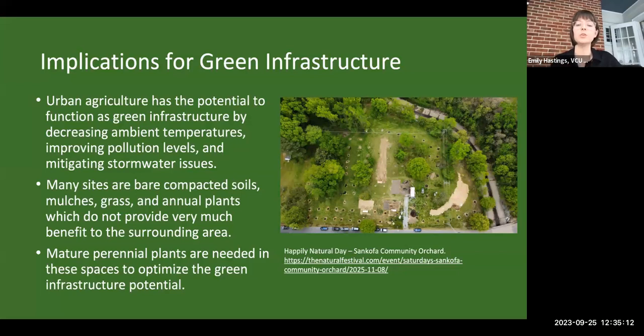And so really thinking very proactively about this, mature perennial plants are what are really needed for these spaces to actually function as green infrastructure. For example, here is a community orchard located in Richmond, and you can see all those little dots are new fruit trees. And so thinking a little bit creatively in these urban agriculture designs, incorporating trees, shrubs and bushes will really improve the potential for these spaces to function as green infrastructure and provide environmental benefits to the surrounding areas.